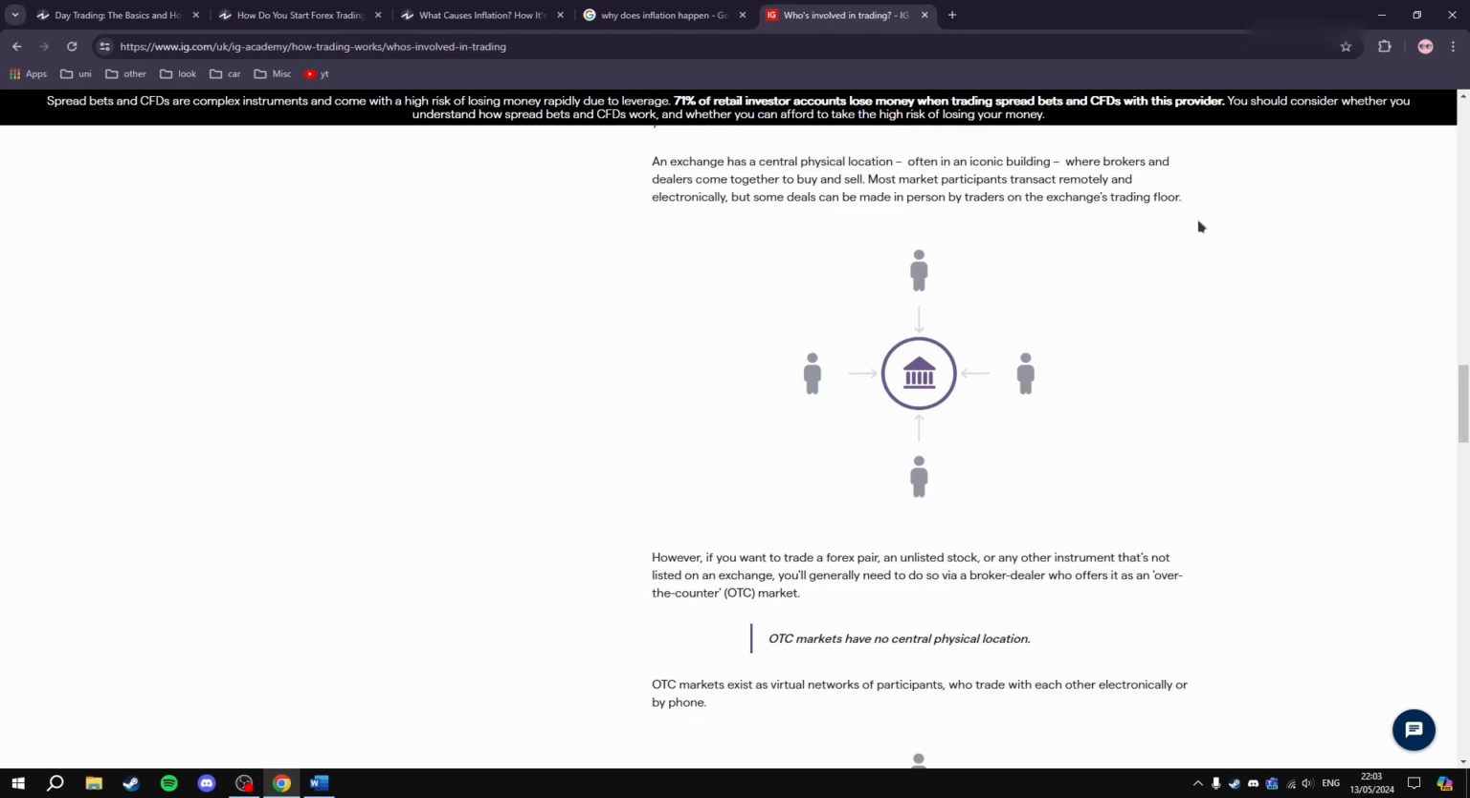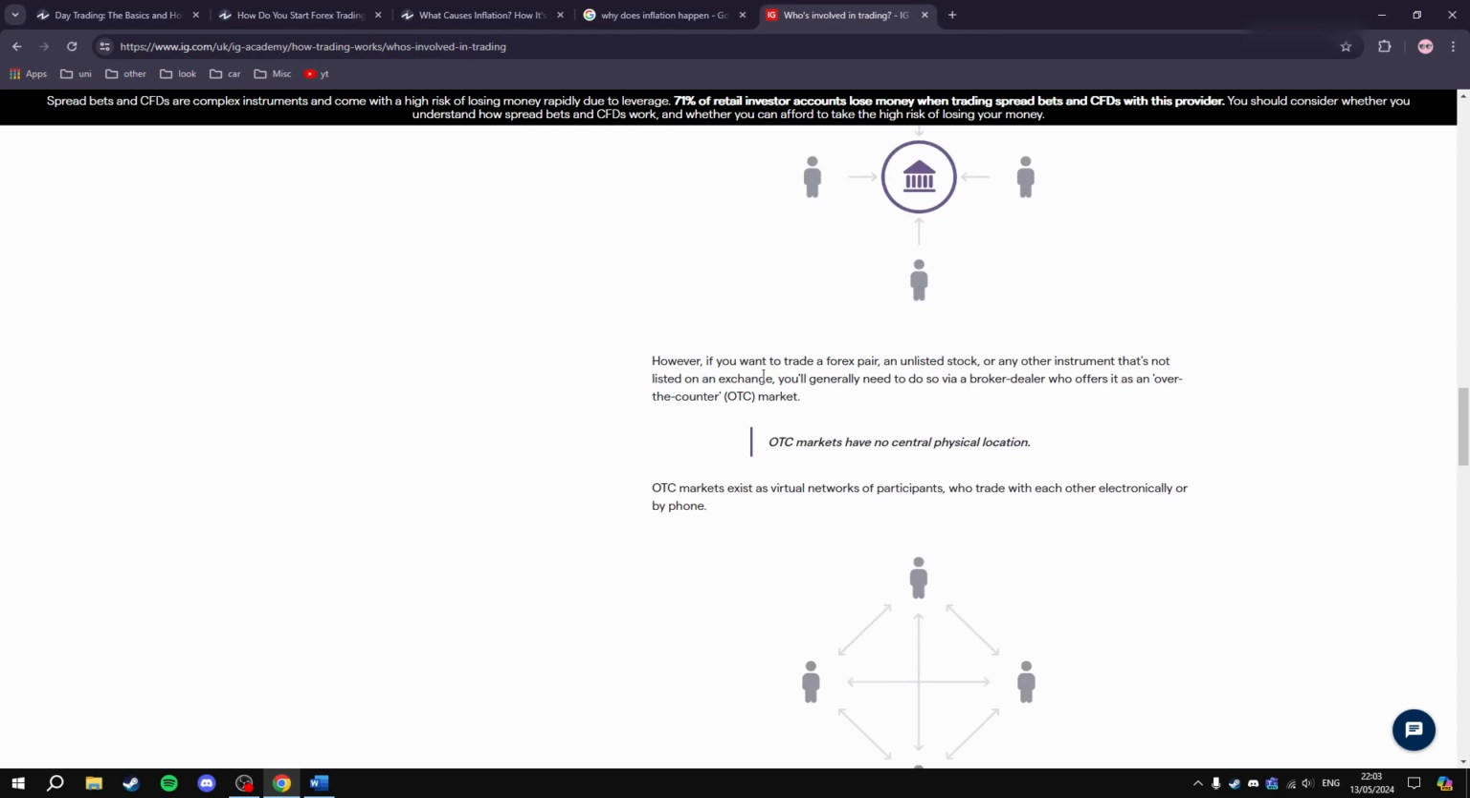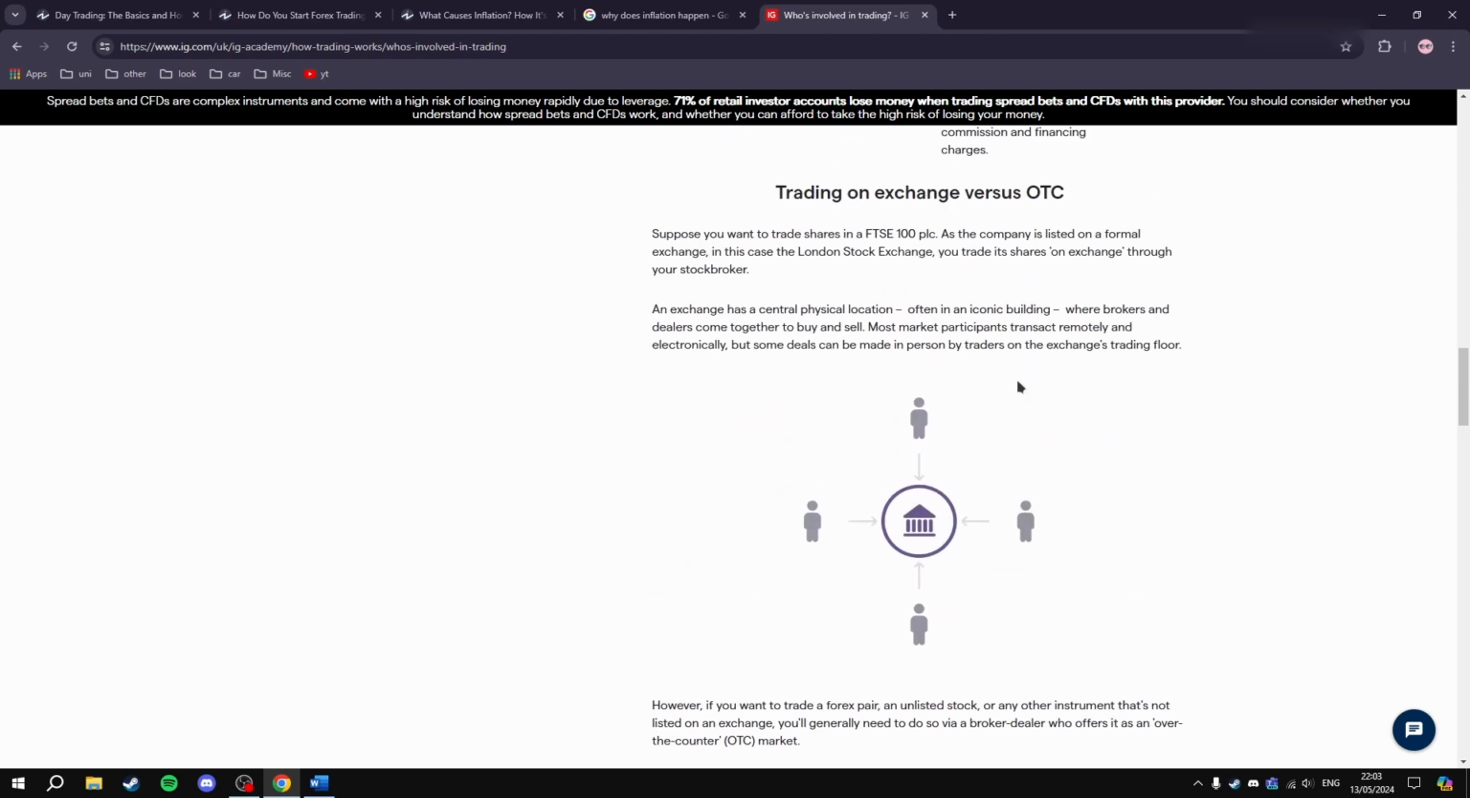Most market participants transact remotely and electronically, but some deals can be made in person by traders on the exchange's trading floor. However, if you want to trade a Forex pair, an unlisted stock, or any other instrument that's not listed on the exchange, you generally need to do so via a broker-dealer who offers it as an over-the-counter market. Over-the-counter markets have no central physical location.